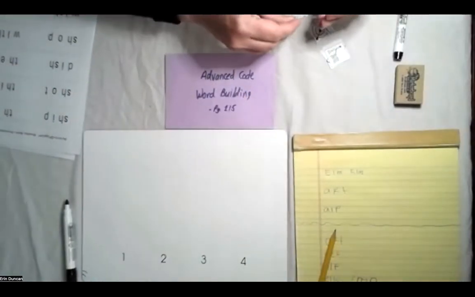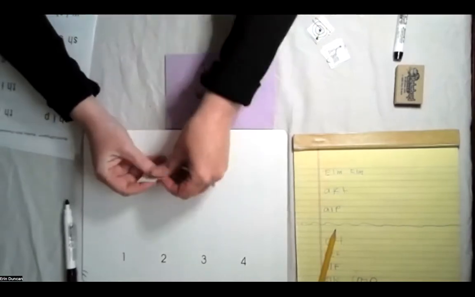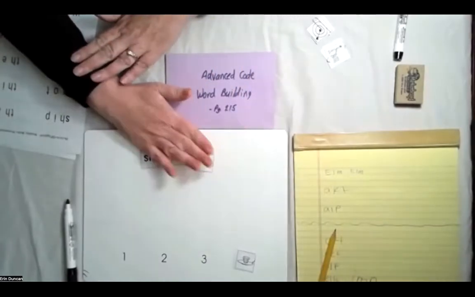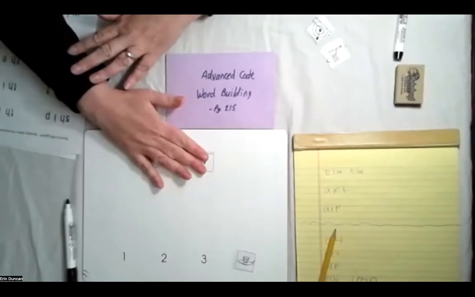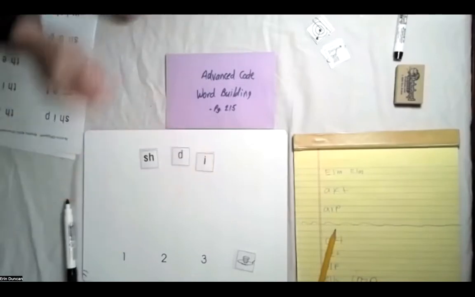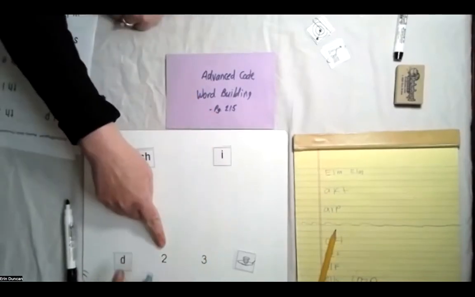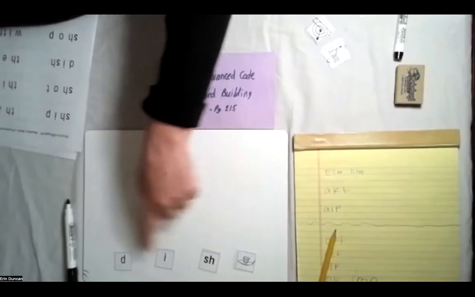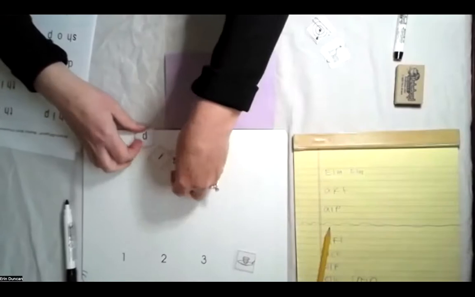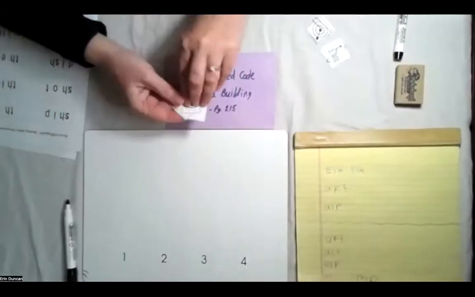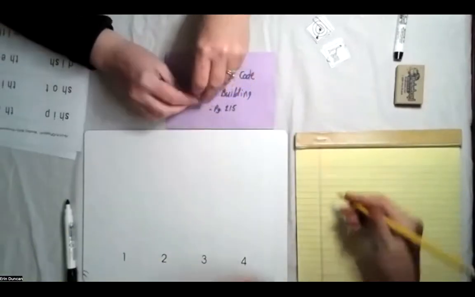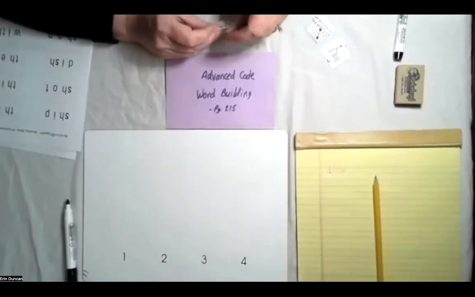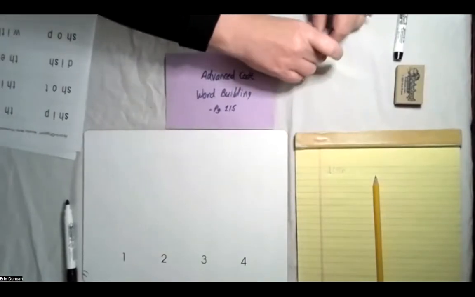And you would just keep building. There aren't many words to build here, so it won't take long. Sam's shutting the door. All right, we're going to build the word dish. What's the first sound you hear in dish? D. Okay, bring in your d. Sh. Dish. Let's read it. Dish. All right, map it out. Let's hear those sounds the whole time you're writing them. And that is how we would do the word building.